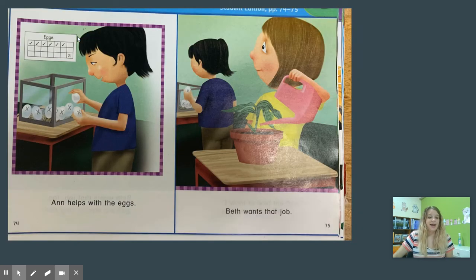All right, Anne helps with the eggs. Beth wants that job.